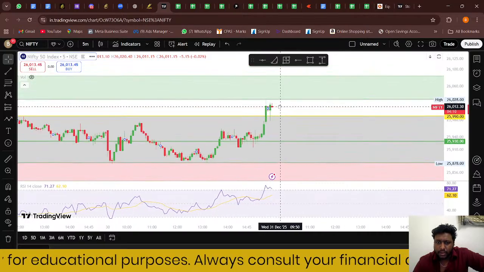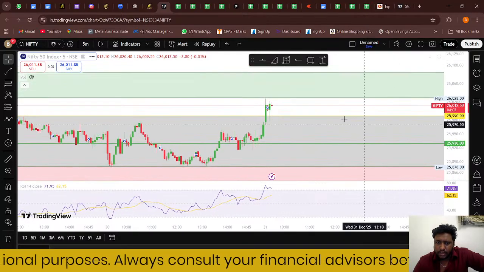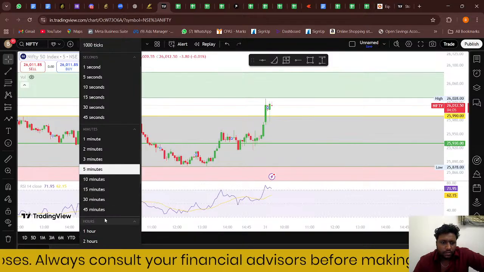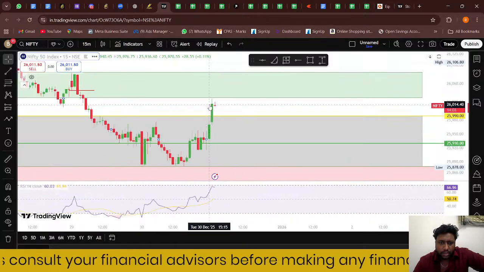If you see, okay, here we are getting a rejection again. We had a closing over our first 15-minute candle. If you see, it closed above the level itself.